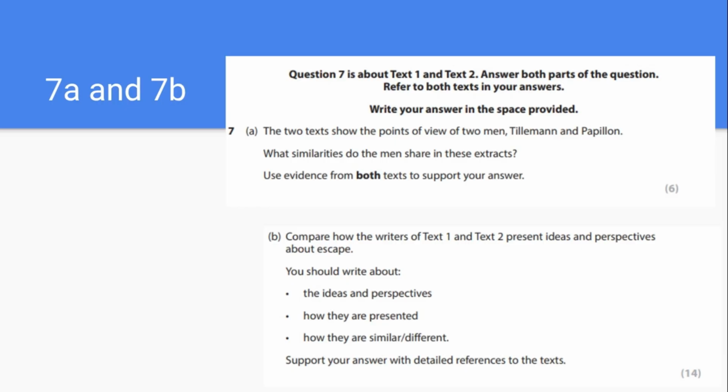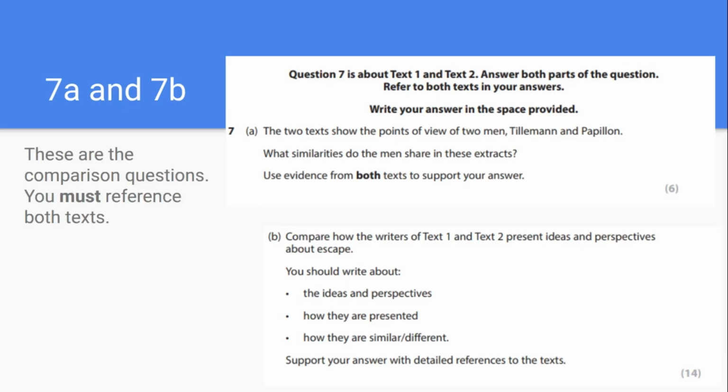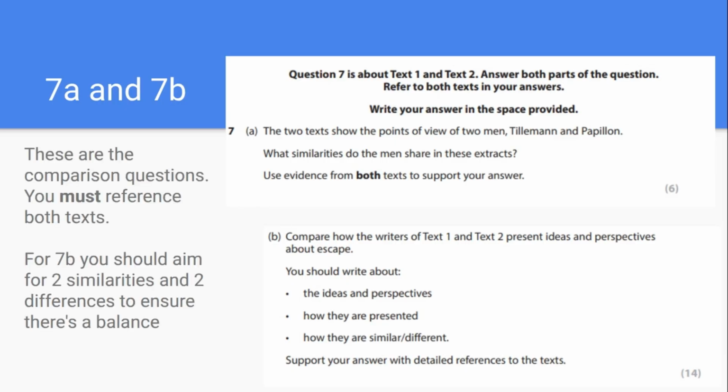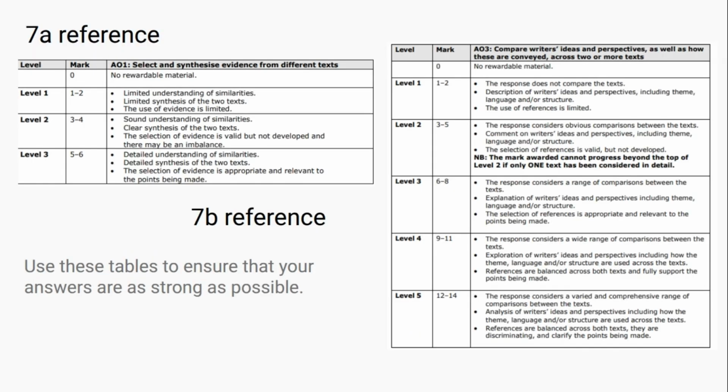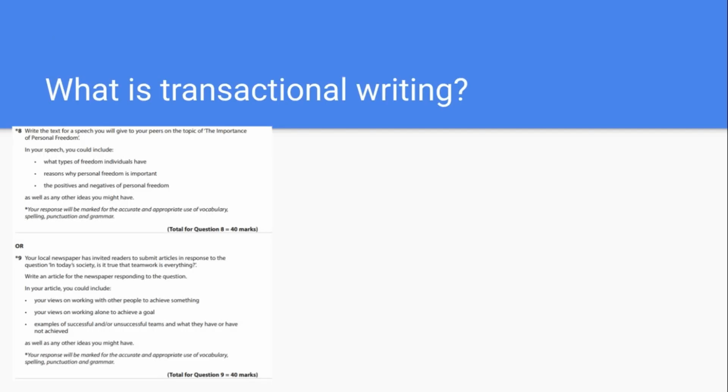7A and 7B, these are your questions that refer to text 1 and text 2. You must reference both texts. You should aim for about 2 similarities and 2 differences for 7B. Here are the tables, so use those to make your answers as strong as possible.